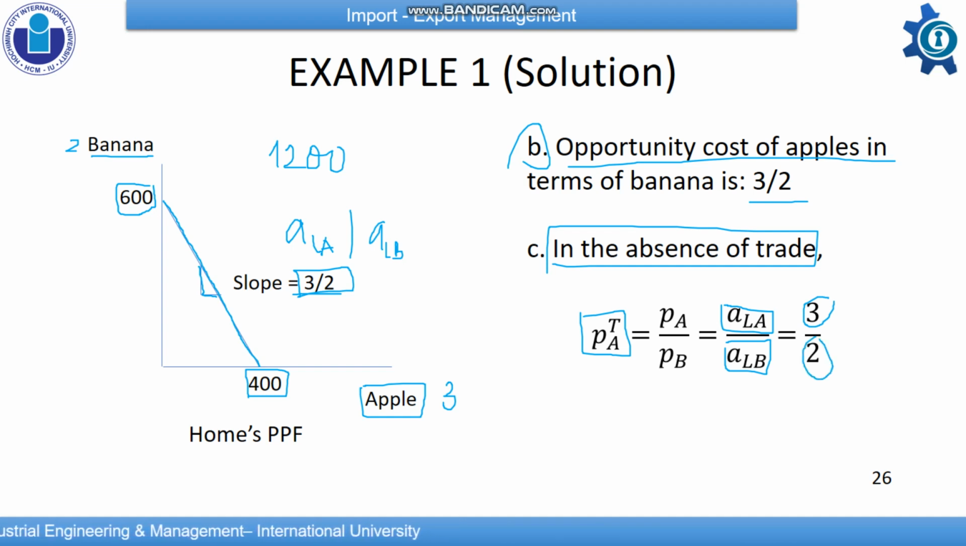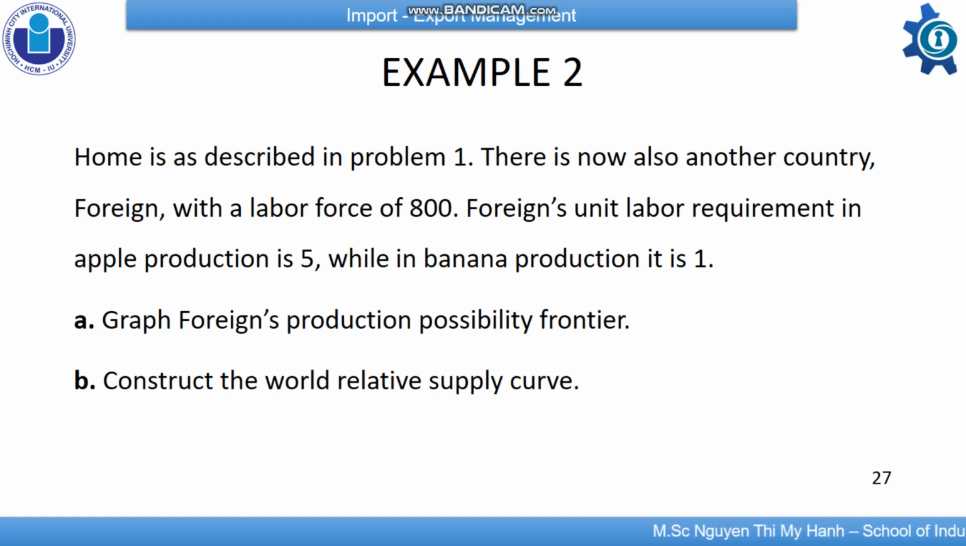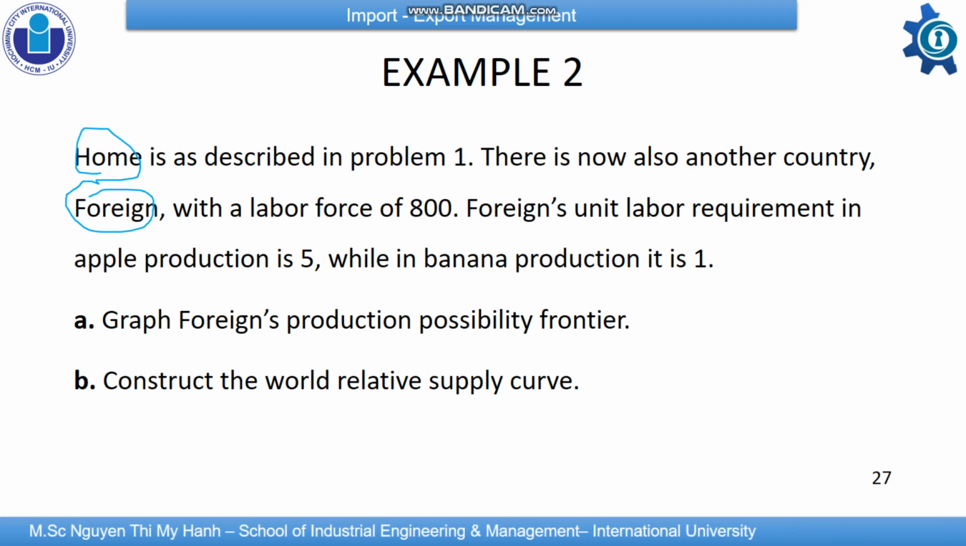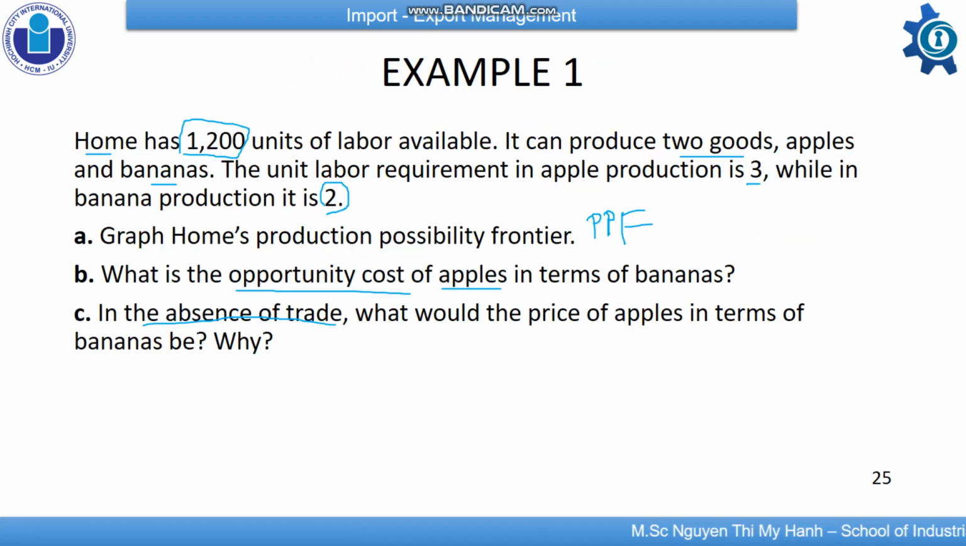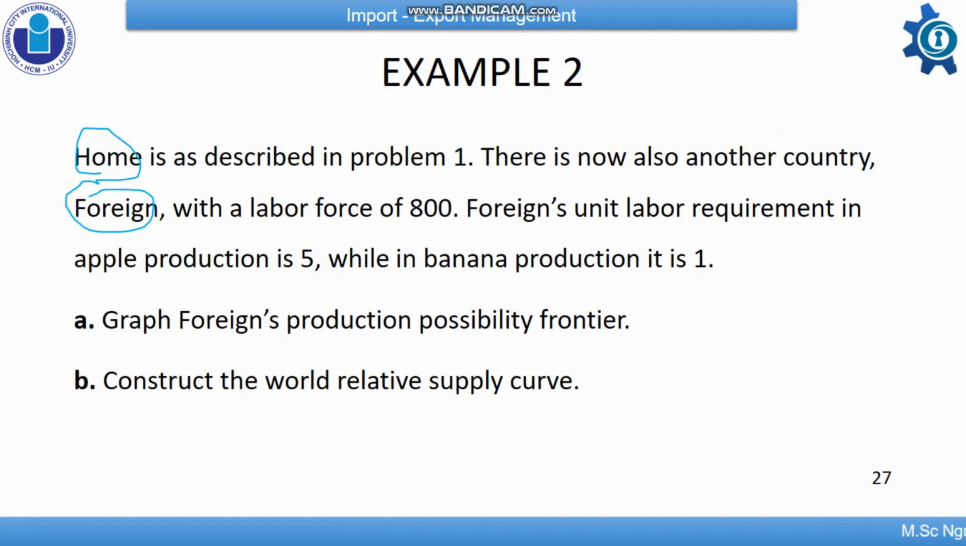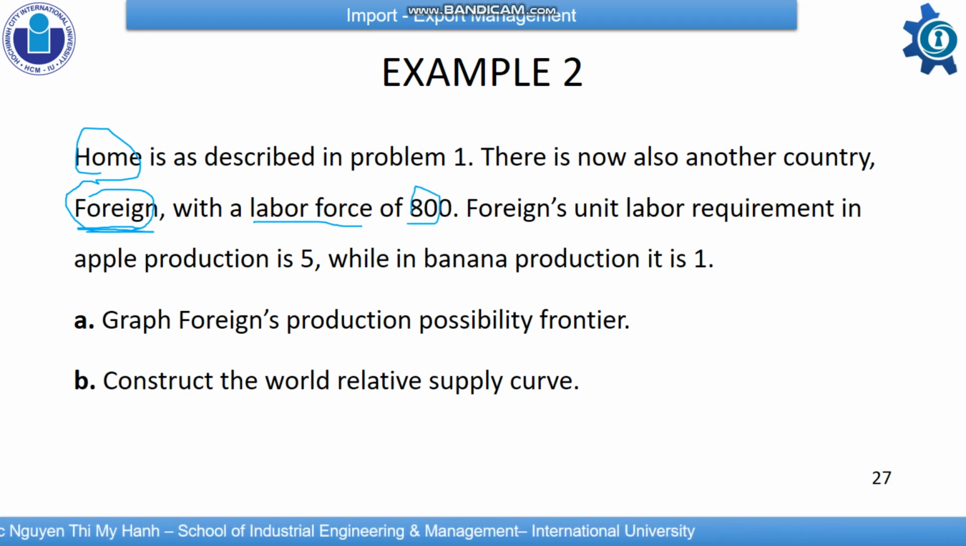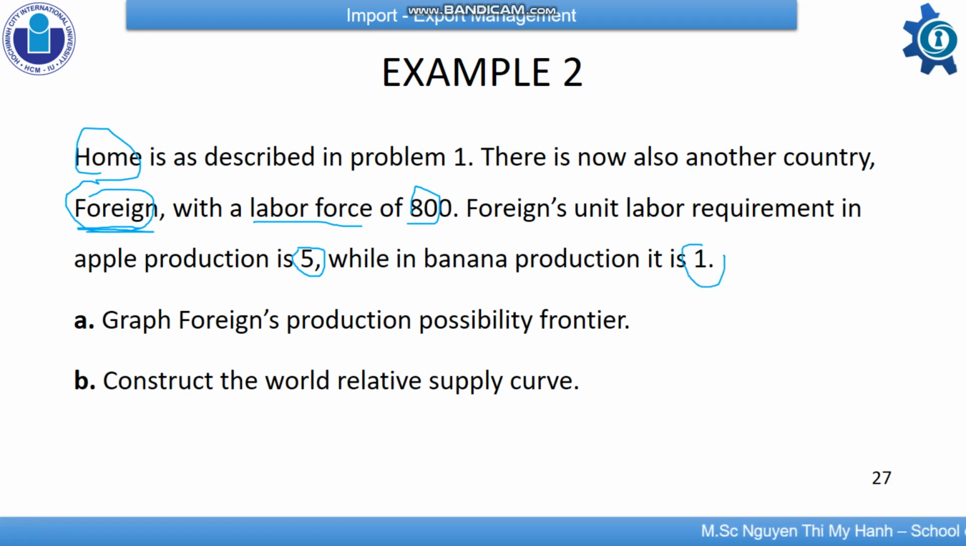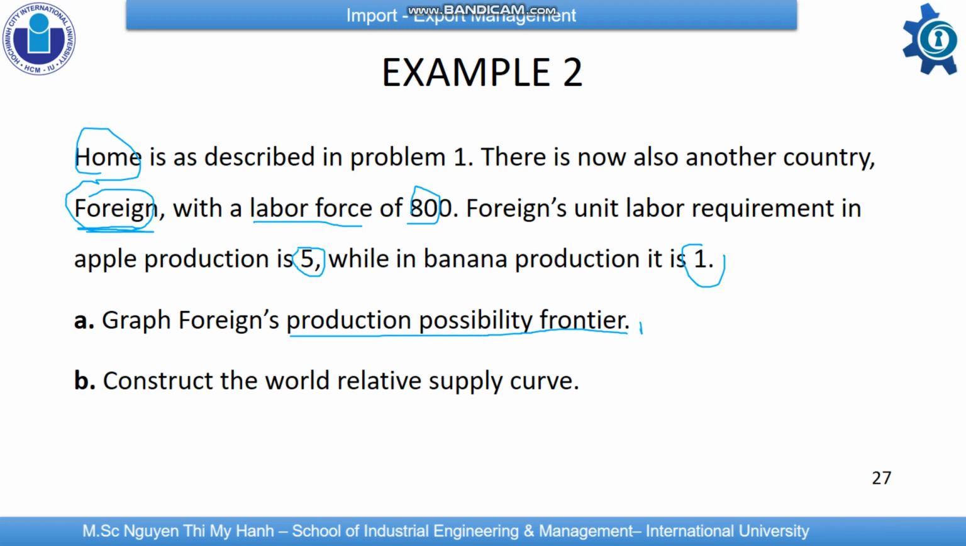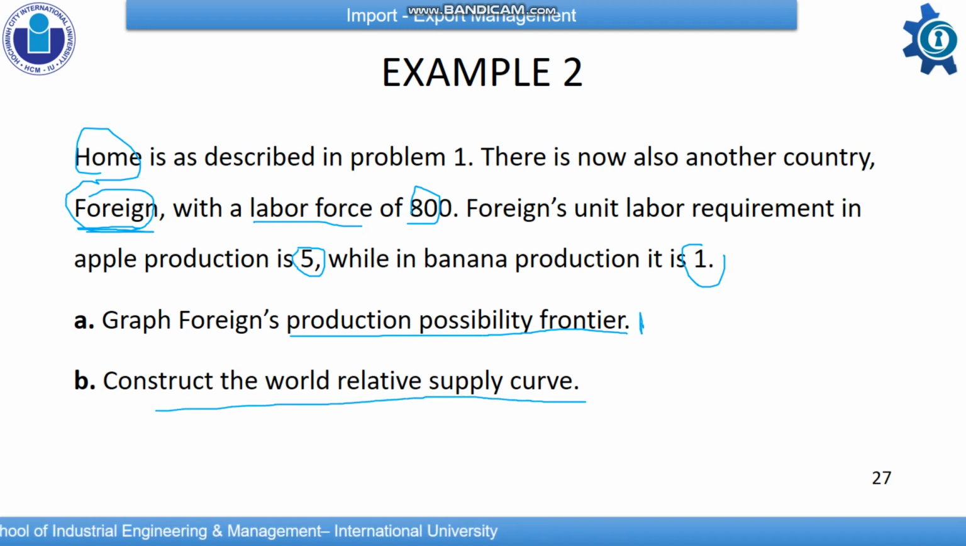Okay, it's easy. Let's go to another example that has two countries, home and foreign. So the home production is described in example 1 here. And we have another country that is foreign, and the labor force of foreign is 800. The unit labor requirement of apple production is 5, and in banana production is 1. So now you have to graph the foreign production possibility frontier. This one is easy. And construct the world relative supply curve.